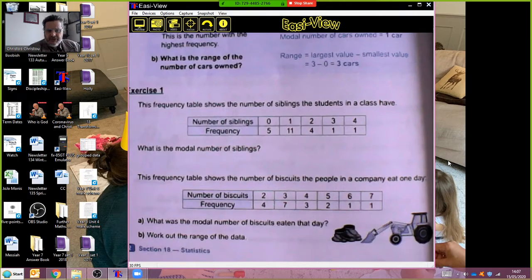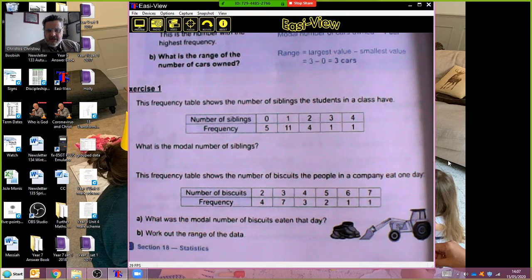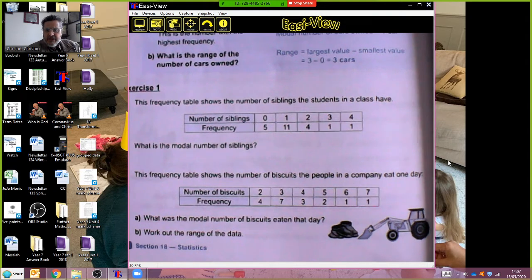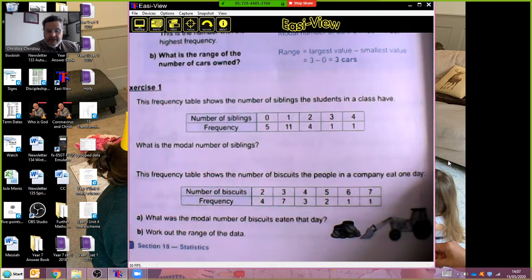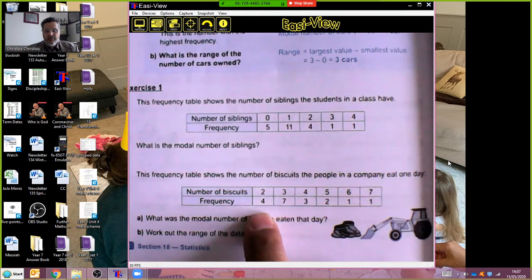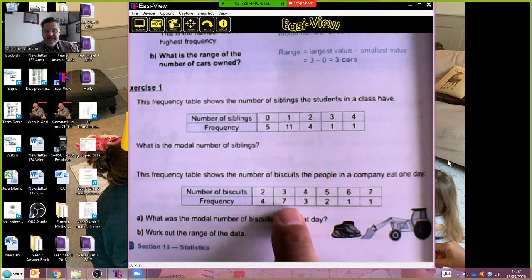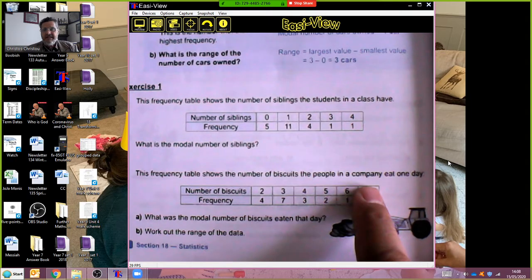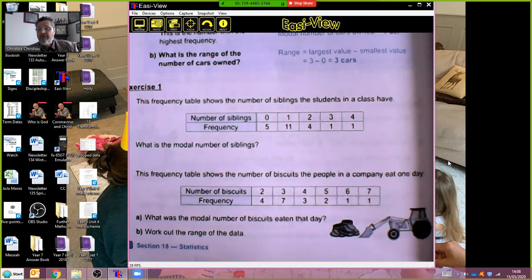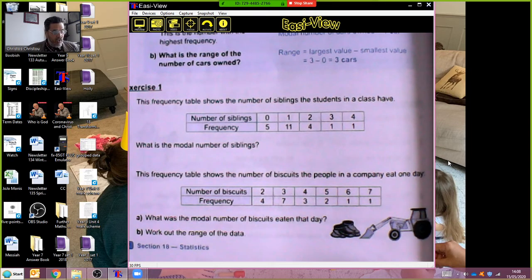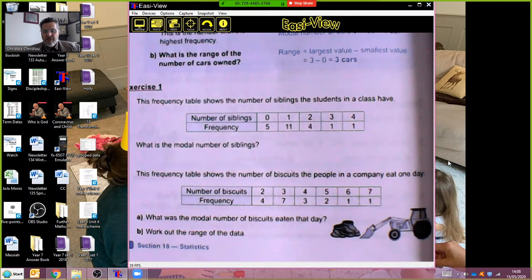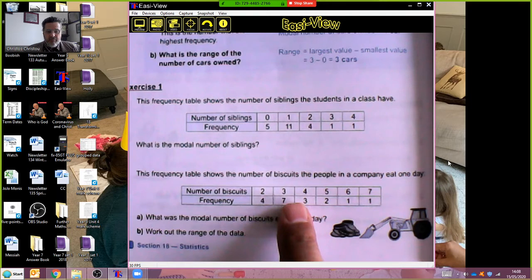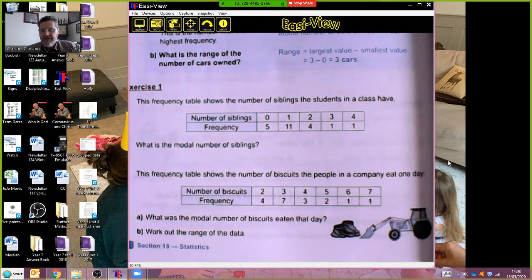So here's the next question. I remember the biscuit question because I like biscuits. So the frequency table shows the number of biscuits the people in a company eat one day. So 4 people eat 2 biscuits, 7 people eat 3 biscuits, 1 person eats 7 biscuits. I can eat 12 fig rolls quite easily. Delicious. What was the modal number of biscuits eaten that day? The most common number of biscuits eaten was 3. Most of these people, 7 of them, eat 3 biscuits, so the mode is 3.